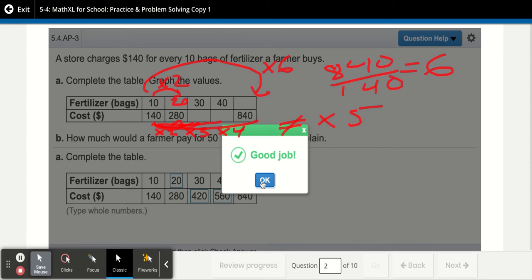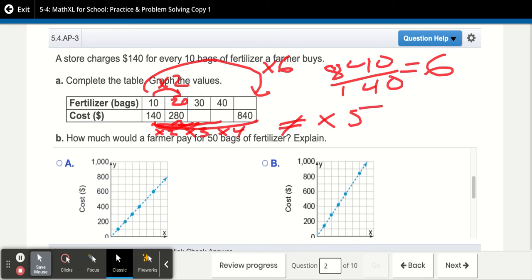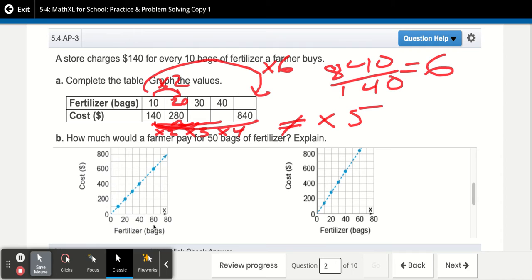All right, great job there. Now we come to graphing this. And looking at this, we want to find for 10 bags of fertilizer, it'll cost $140.